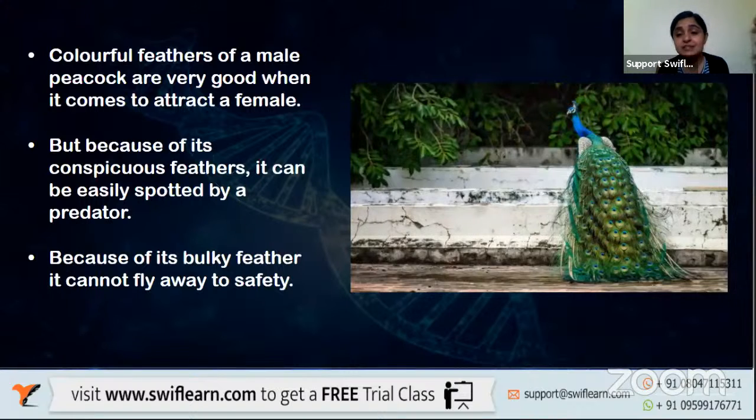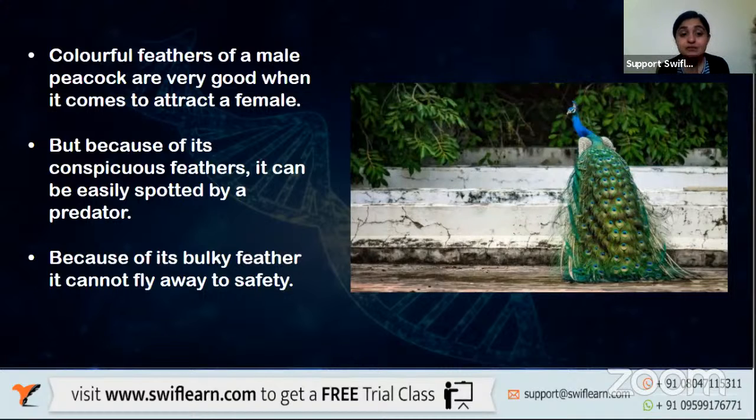Now, we have seen a peacock a million times around our houses. The colorful feathers of this male peacock are very, very beautiful, and they help it attract the females as well, right? But because of its conspicuous feathers, it can be easily spotted by a predator, right? A predator means the one who is going to catch it, maybe for the feathers, or who wants to eat it.